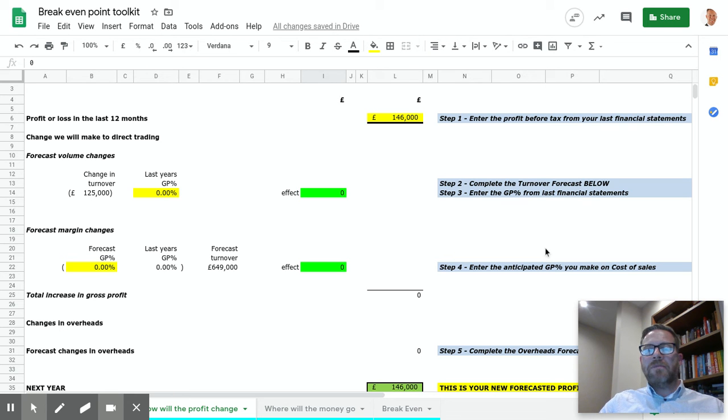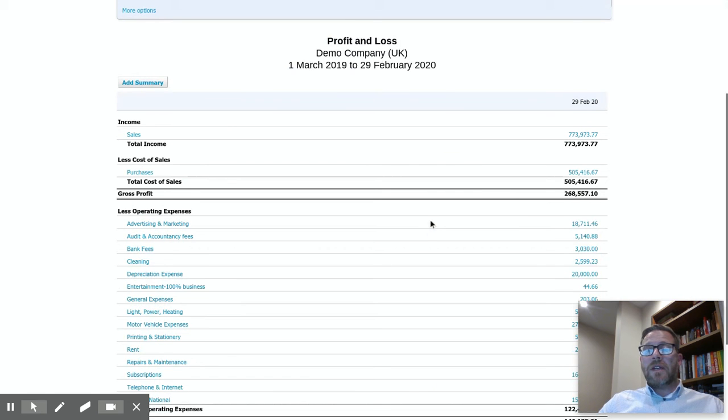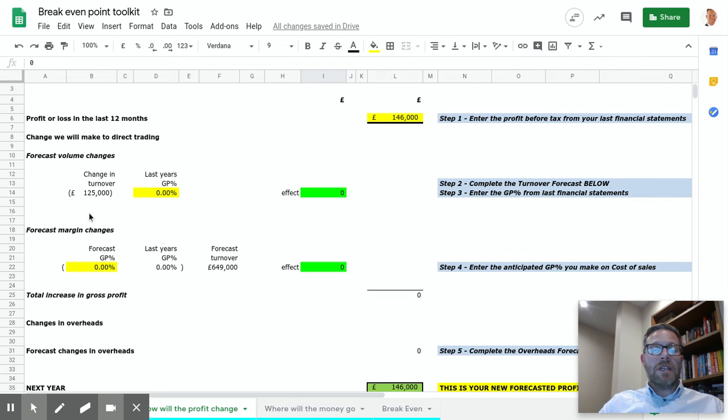And the next step for me to consider is what margin will I make on that? So what's the gross profit percentage? First of all, we'll look at last year's gross profit percentage. And remember, gross profit percentage is calculated simply gross profit divided by turnover. So in my case, 269,000 divided by 774,000. And in Blue Peter style, here's one I did earlier. I know that is going to be 35%.